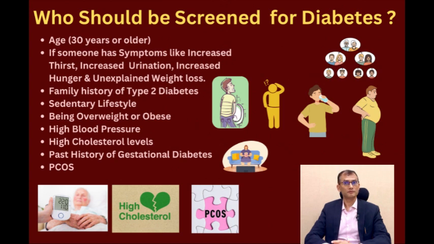Then, people with symptoms of high blood sugar levels like increased thirst, increased urination, increased hunger, and unexplained weight loss. Then people with a strong family history of diabetes, especially type 2 diabetes. Then people who have a sedentary lifestyle and who are overweight and obese, and people with high blood pressure and high cholesterol. Then women with history of polycystic ovarian syndrome or past history of gestational diabetes.